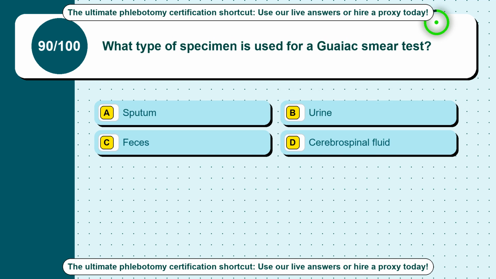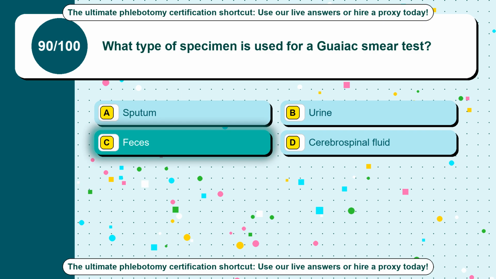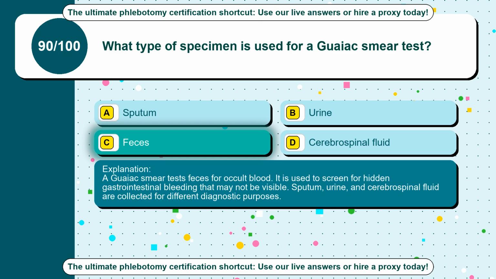Question 90. What type of specimen is used for a guaiac smear test? Option A, sputum. Option B, urine. Option C, feces. Option D, cerebrospinal fluid. The correct answer is option C, feces. A guaiac smear tests feces for occult blood. It is used to screen for hidden gastrointestinal bleeding that may not be visible. Sputum, urine, and cerebrospinal fluid are collected for different diagnostic purposes.